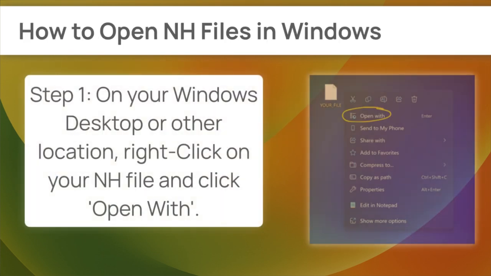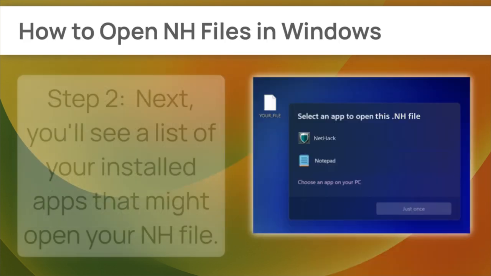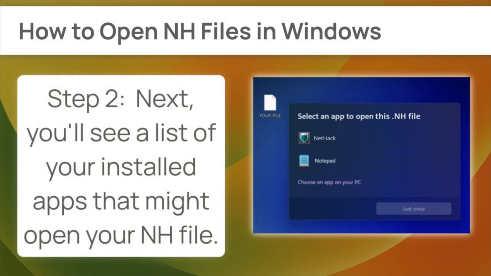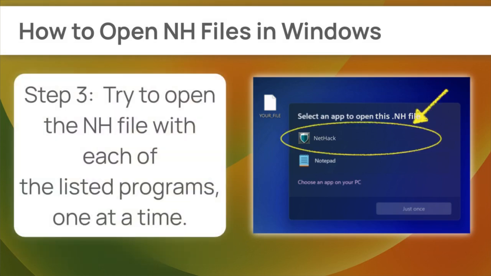Begin the search for the correct application handler. Right-click the NH file and choose Open With. Use NetHack first. If it's absent, select another program. This test sequence is necessary for all stubborn file errors.